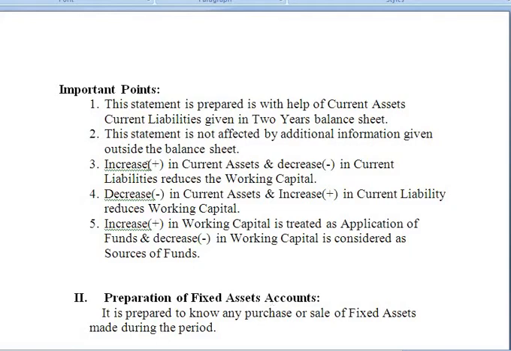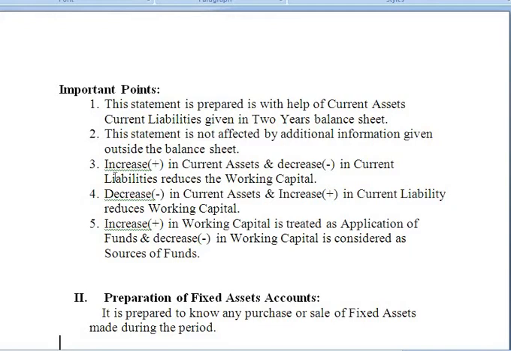Next, regarding increases or decreases, we already discussed this, but once again we will repeat. An increase in current assets and a decrease in current liabilities increases working capital, whereas a decrease in current assets and an increase in current liabilities reduces working capital. And an increase in working capital is treated as an application of funds, whereas a decrease in working capital is considered a source of funds.